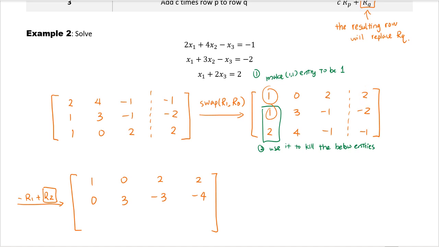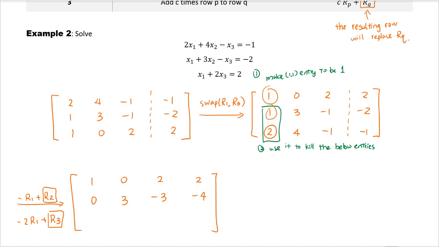Alright, so this is a new row 2. How about the third row? How do we queue the 2? Well, 2 minus 2 is 0, right? So we use negative 2 times row 1 added to row 3. Then this new row is going to replace row 3.